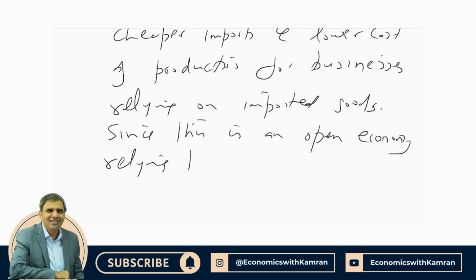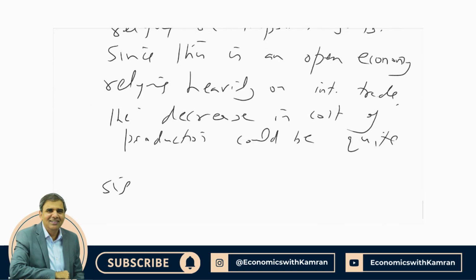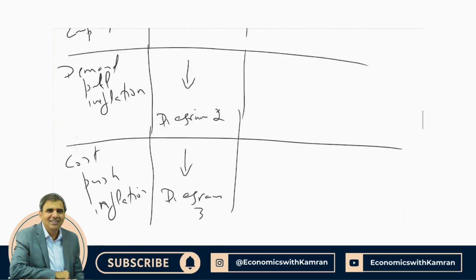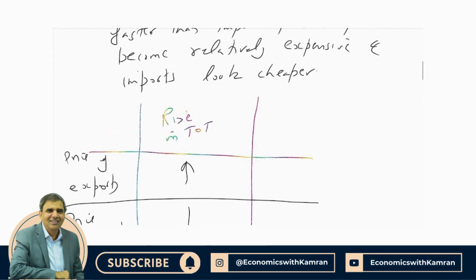relying heavily on international trade, the decrease in cost of production could be quite significant. So that's how we will write. I have given you the summary in the table. All macroeconomic indicators are given except current account. We'll talk about that later.